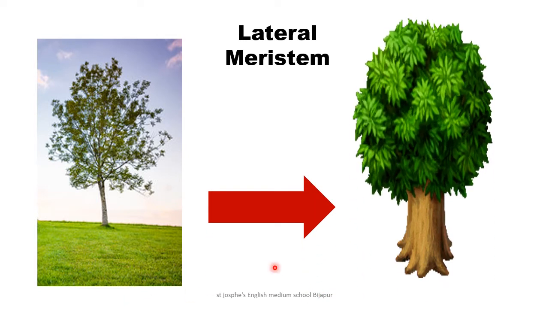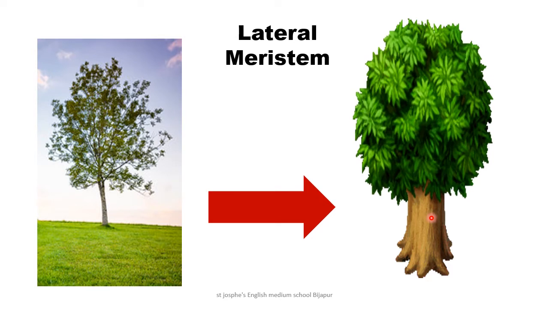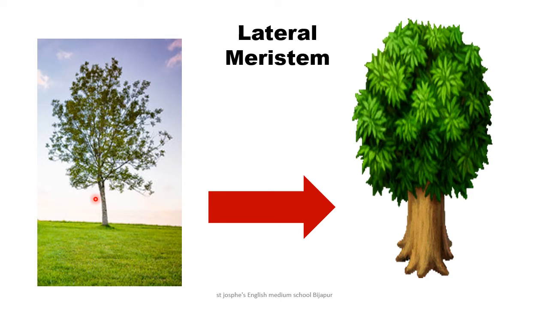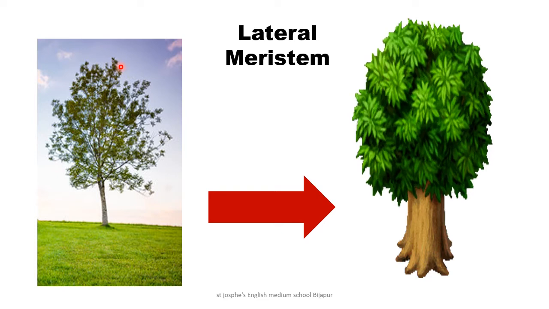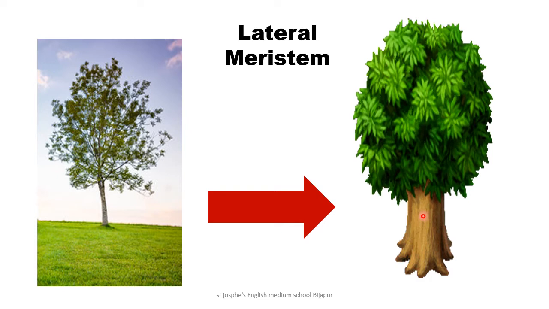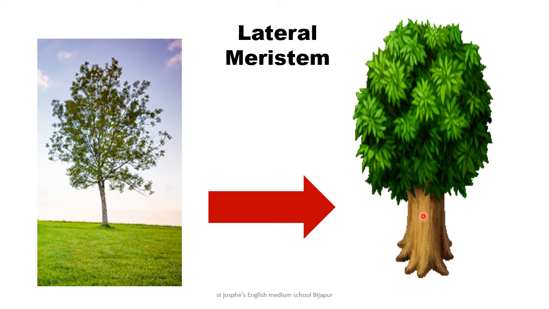The trunk has clearly increased in diameter. This was narrow. The same tree after 2 years remains of the same height, but the trunk has clearly become broader. So what causes this lateral growth, or increase in the breadth of the plant?